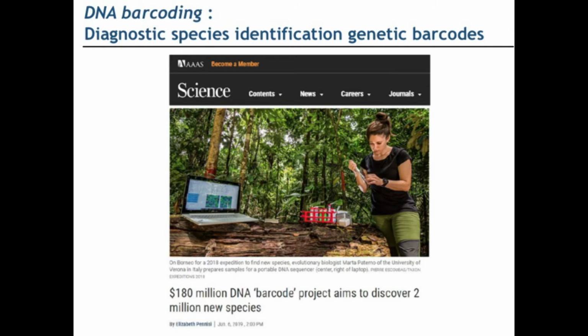So right now, Paul Hebert from the University of Guelph, I insist on him because this is an initiative that was born in Canada, and the driver of this major worldwide initiative is here in Canada, at the University of Guelph. So right now, there's a $180 million initiative with the goal of discovering 2 million new species all over the planet in the coming years.